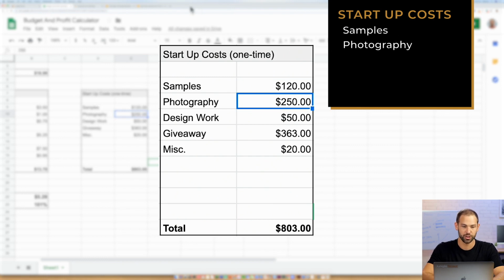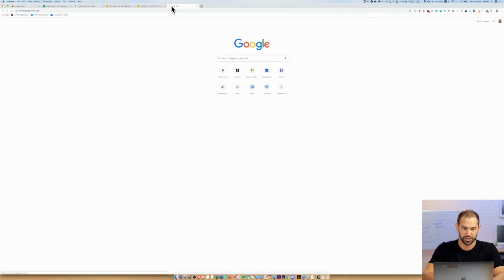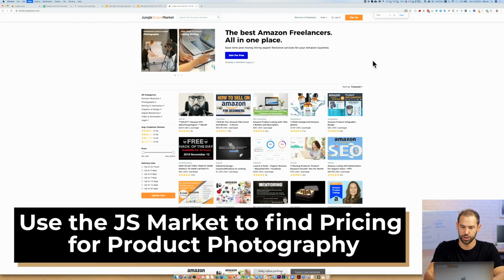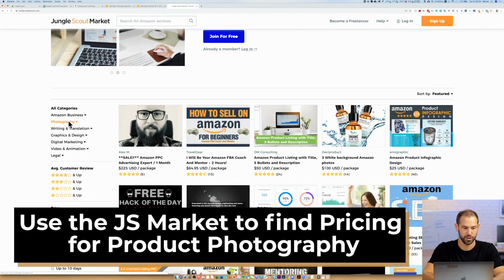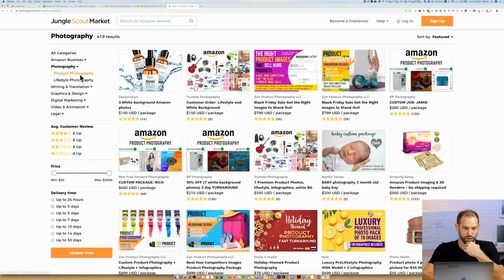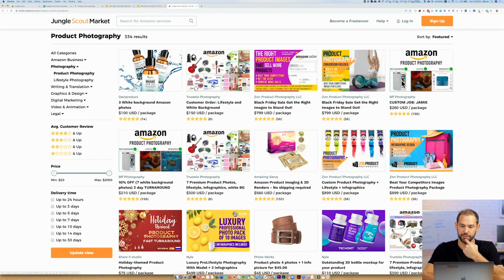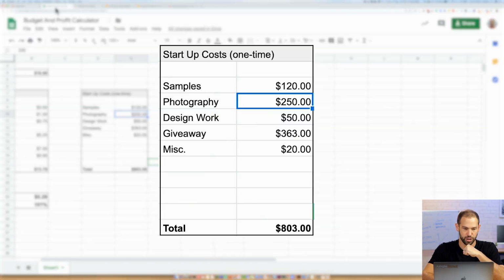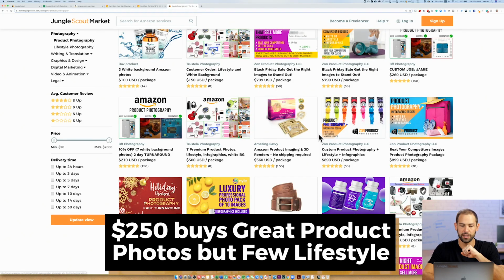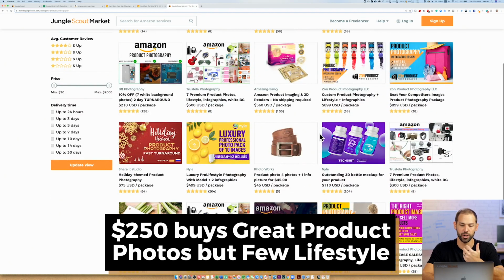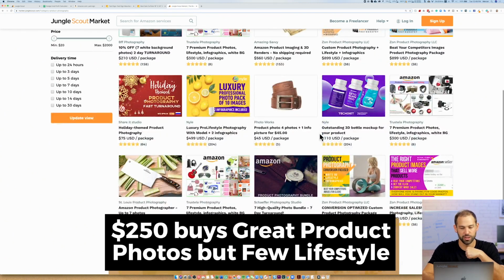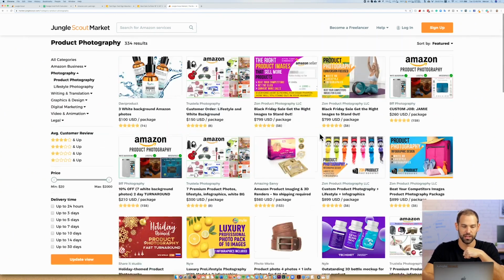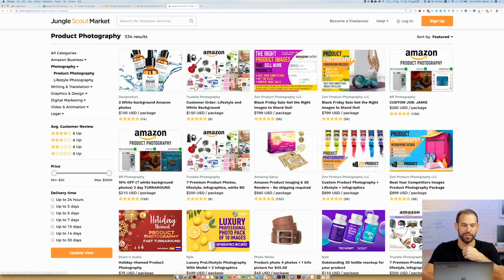Photography, you can do it yourself. If you choose not to, you can quickly get some pricing from the Jungle Scout Market. If you go in here, just go into photography. Let's look at product photography. You can browse around at different packages. Of course, there are different packages at different rates, depending on whether you want lifestyle imagery or just normal photos. We have in here 250 bucks, which would probably cover some high quality normal photos and maybe 1 or 2 lifestyle images thrown in, but normally they would just be pretty high quality pictures with a white background.